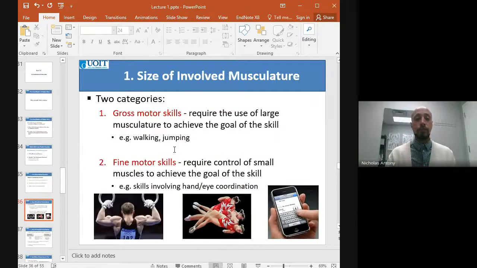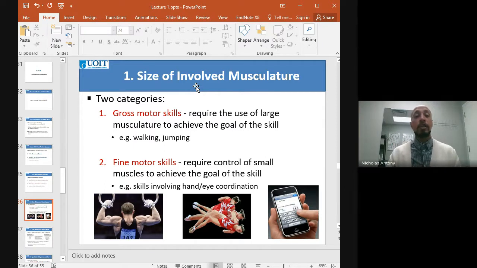The first one, or a way to classify motor skills, was as fine skills versus gross skills. Gross skills would be defined as those skills that require the use of large musculature, and then fine motor skills would be defined as the ones that require small muscles to achieve the skill. And so the idea would be that fine motor skills involve hand-eye coordination or small movements or accuracy, whereas gross motor skills would involve large, powerful movements and be things like more like sports.